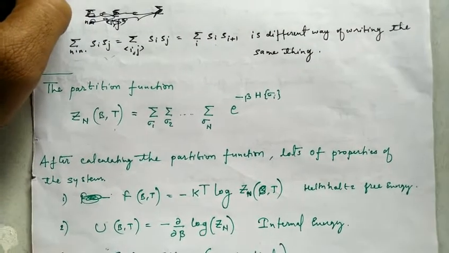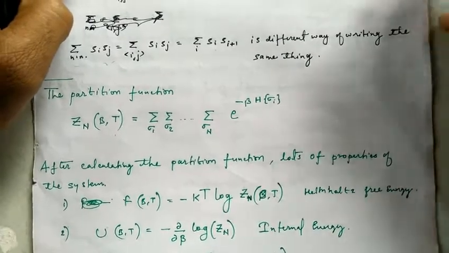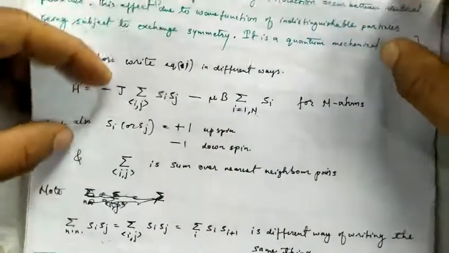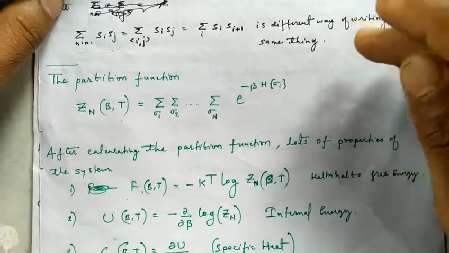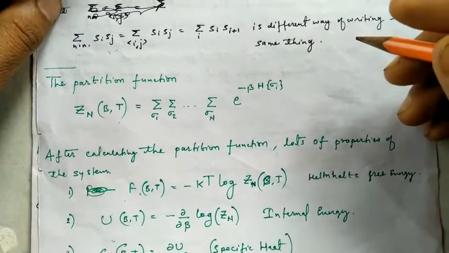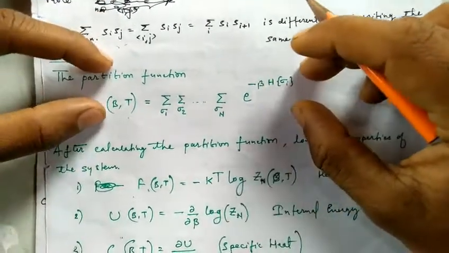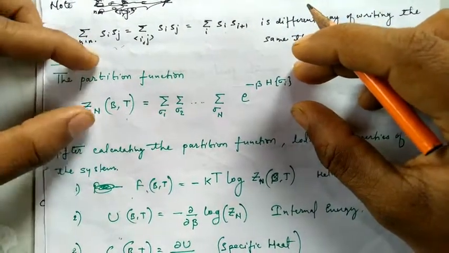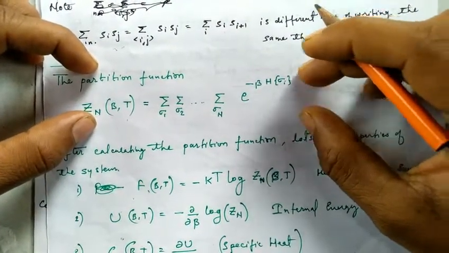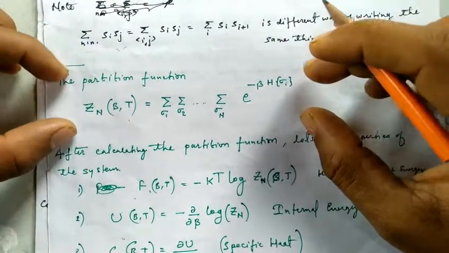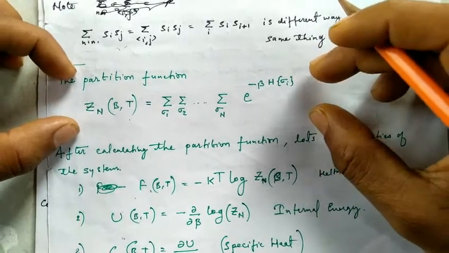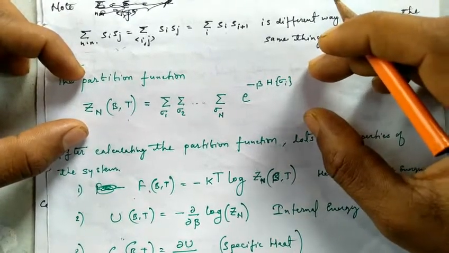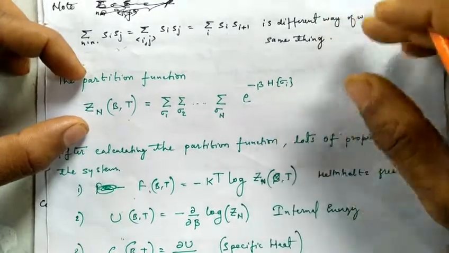So friends, after having so much discussion about the Hamiltonian of the Ising model, let's consider the partition function. The partition function in the Ising model is written in this way, and I advise students to remember this way of writing it, because this partition function is frequently required to solve questions in statistical mechanics which are based on the Ising model.